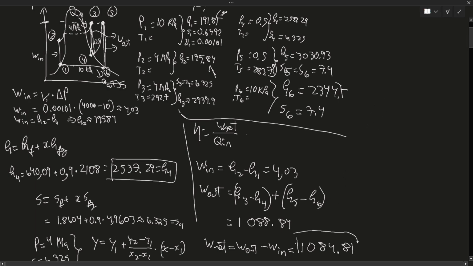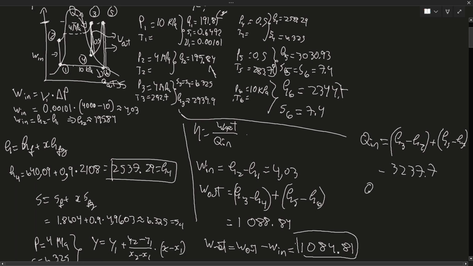Now we have this. That's our work net. Q in is equal to this curved line over here, so H3 minus H2 and this other curved line over here. Keep in mind, wherever you see a curved line, that means heat is being involved, Q. And wherever you see a straight vertical line, work is being involved. So for a Rankine cycle, Q in is whatever is on top: H3 minus H2 and H5 minus H4.